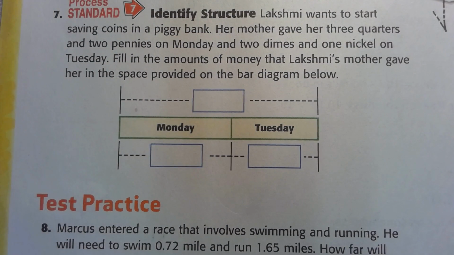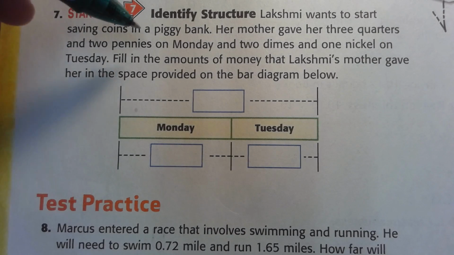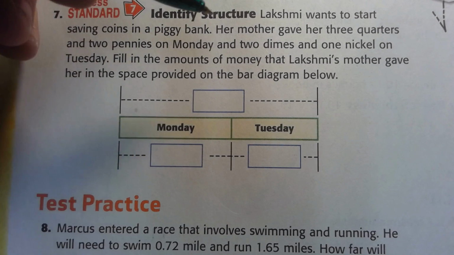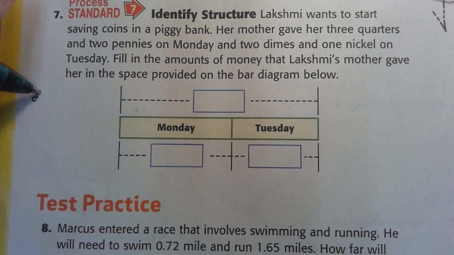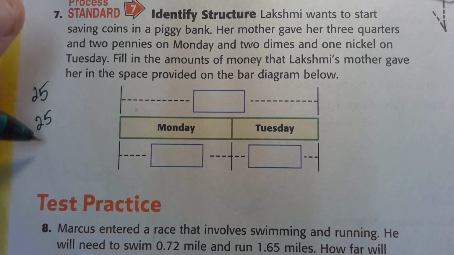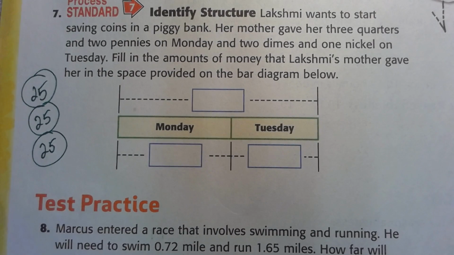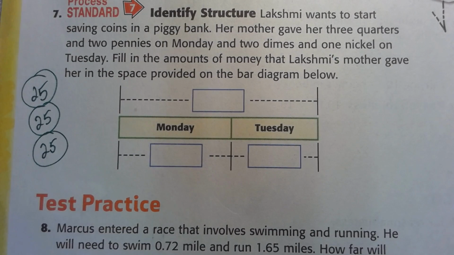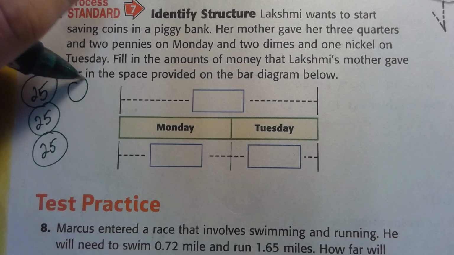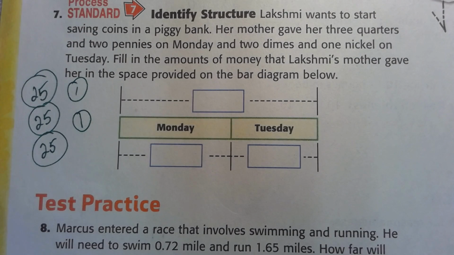All right, Lakshmi wants to start saving coins in a piggy bank. Her mother gave her 3 quarters. So we have a quarter, and a quarter. So we have 3 quarters. I would draw those out. And 2 pennies. So we have 1 and 1.